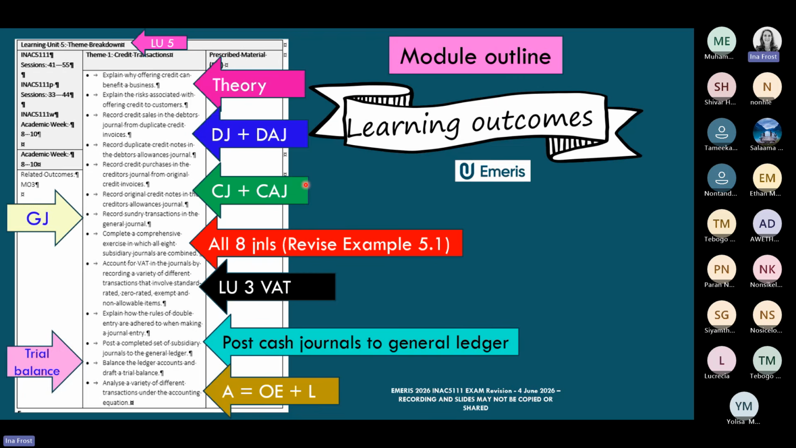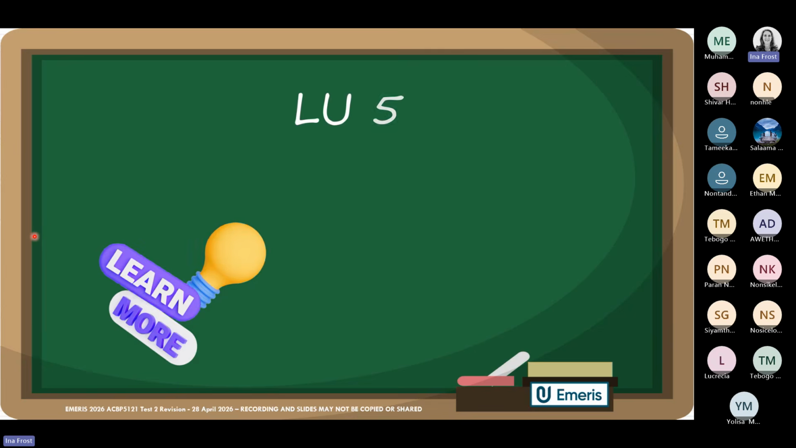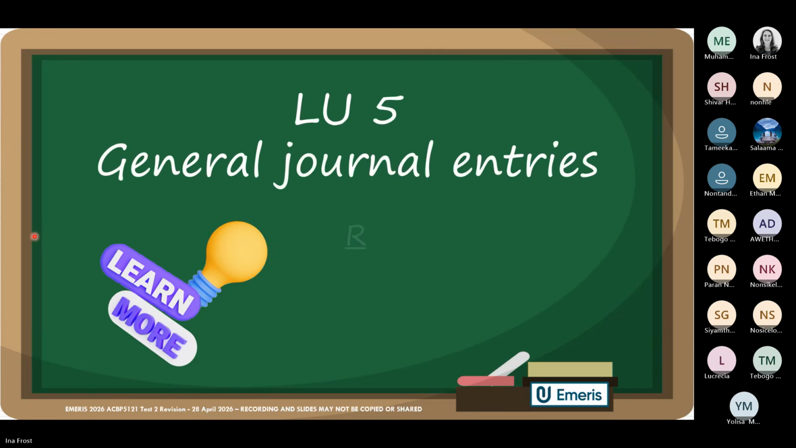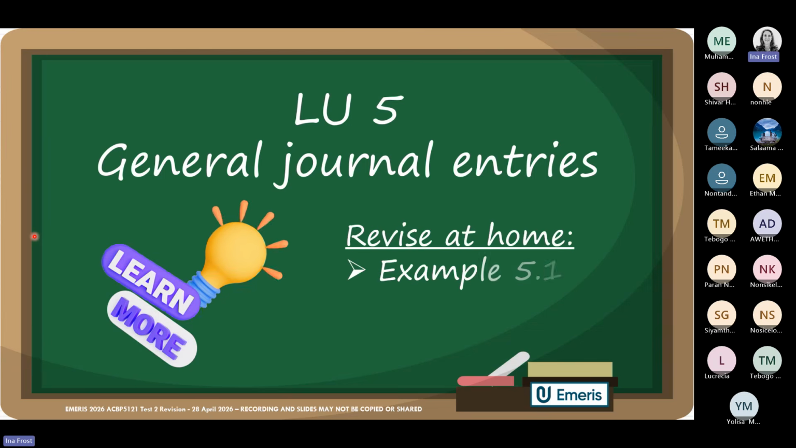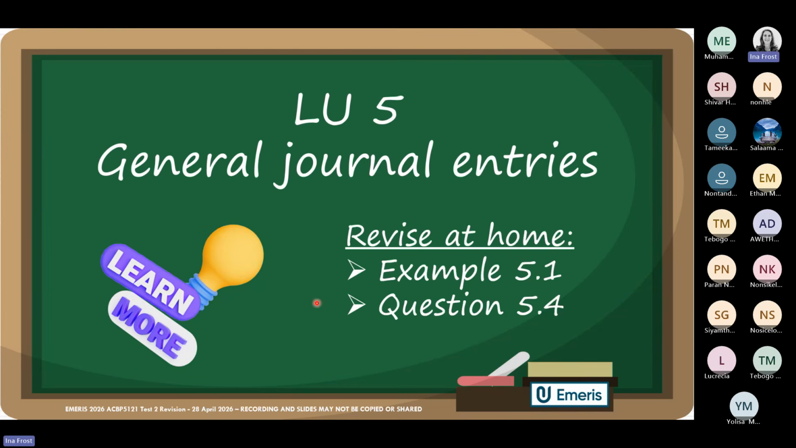Okay, and then we said the last thing we want to talk to you about that you must know out of Learning Unit 5 is how to do these general journal entries. So let's now focus specifically on the general journal entries. In this regard, what you can do for revision, there's example 5.1, that is a very comprehensive example, and then question 5.4. That's also a really excellent question on general journal entries.